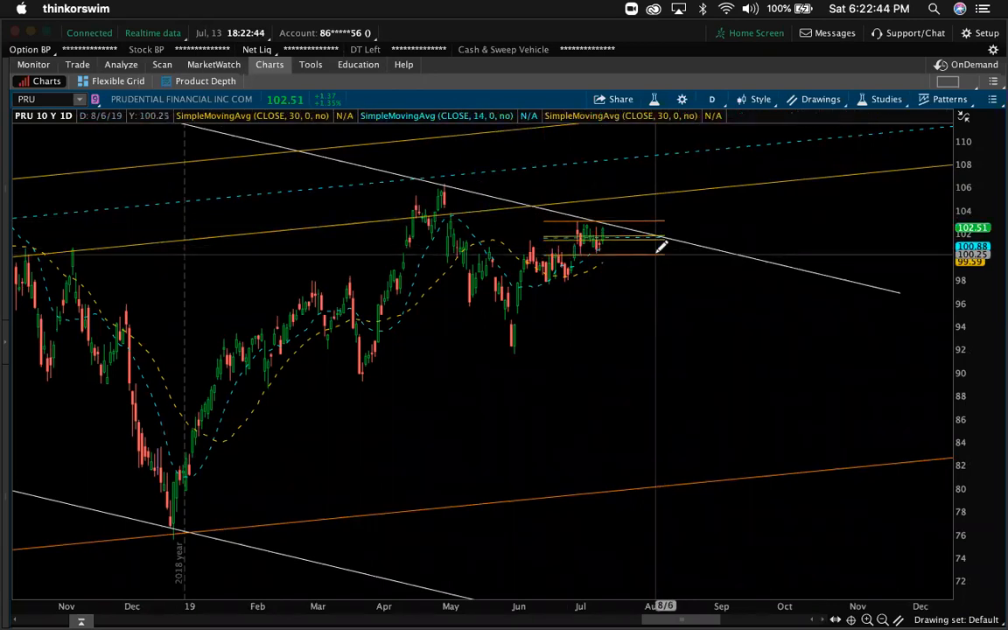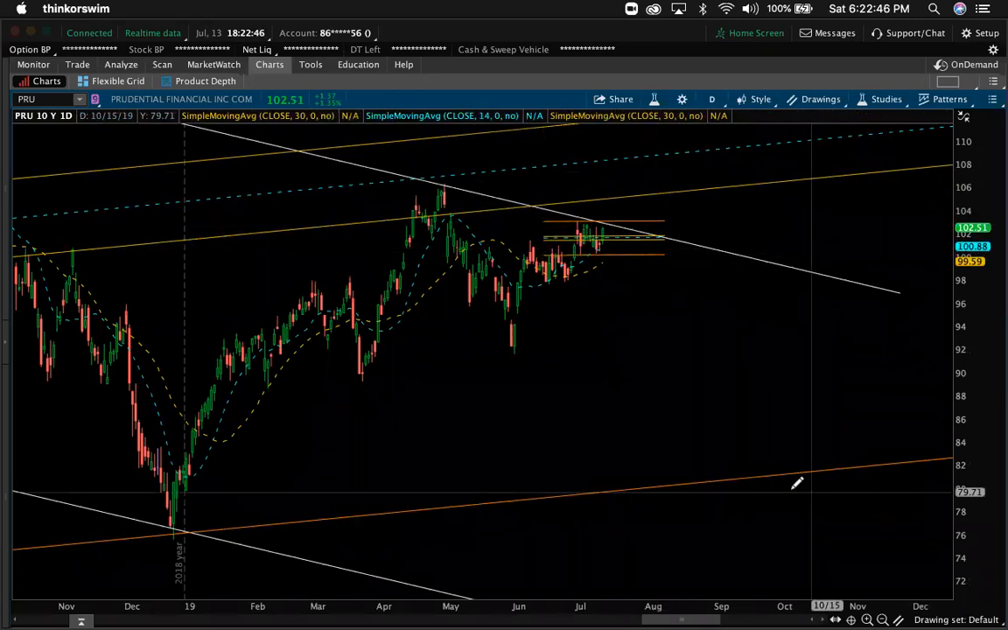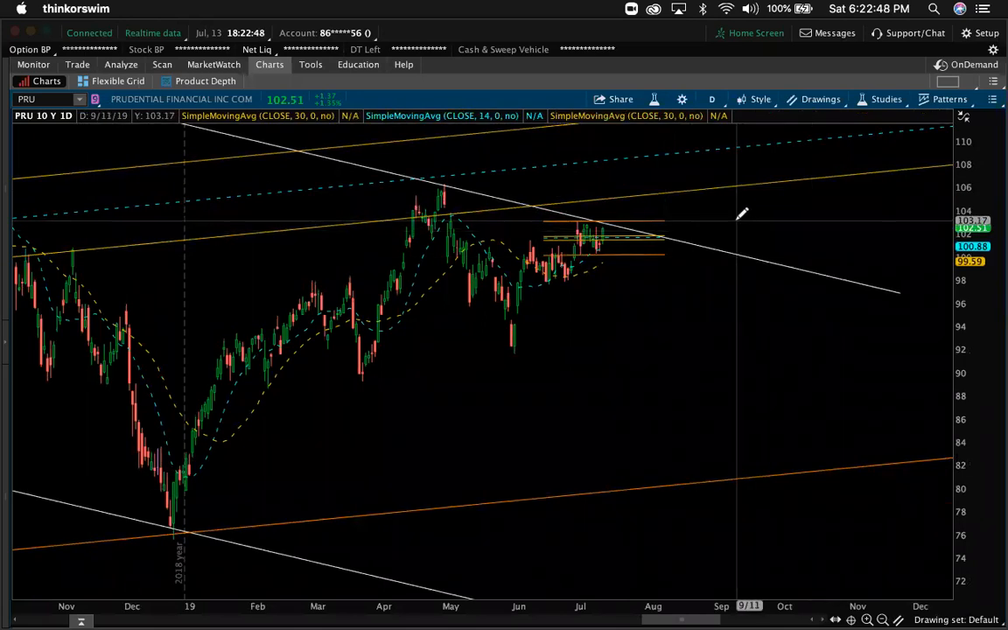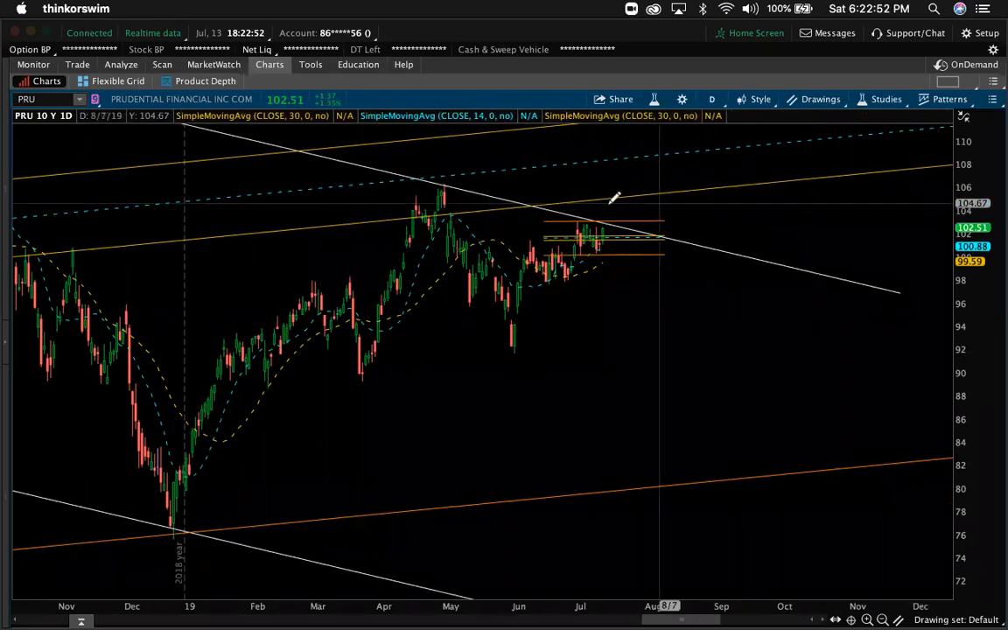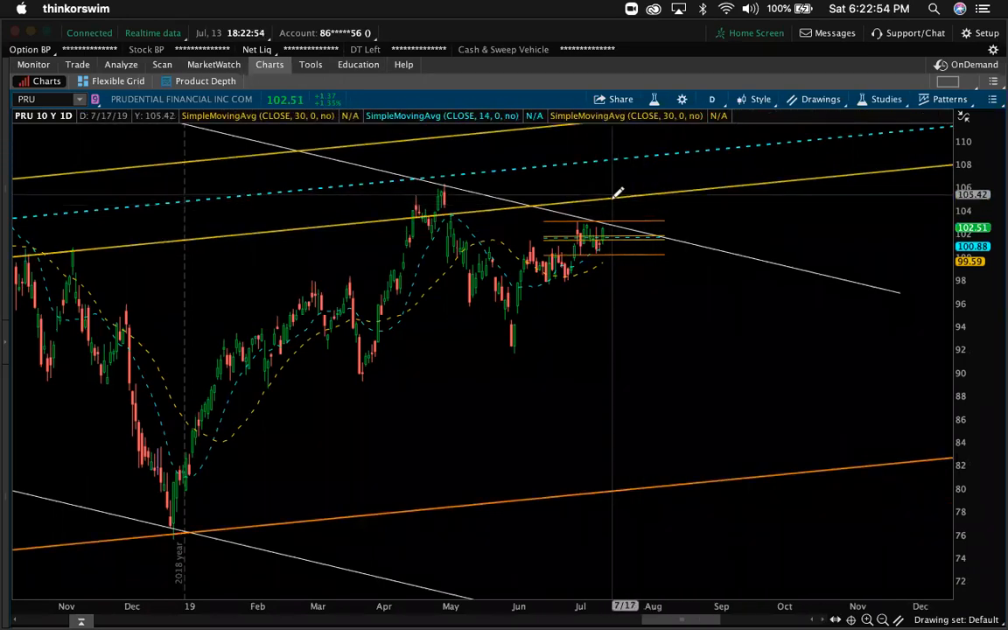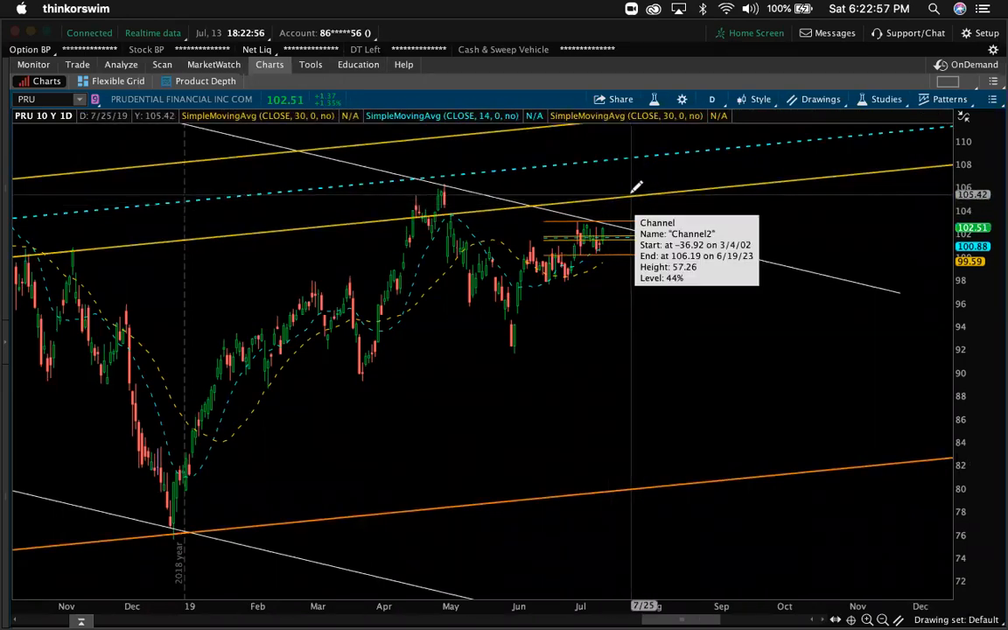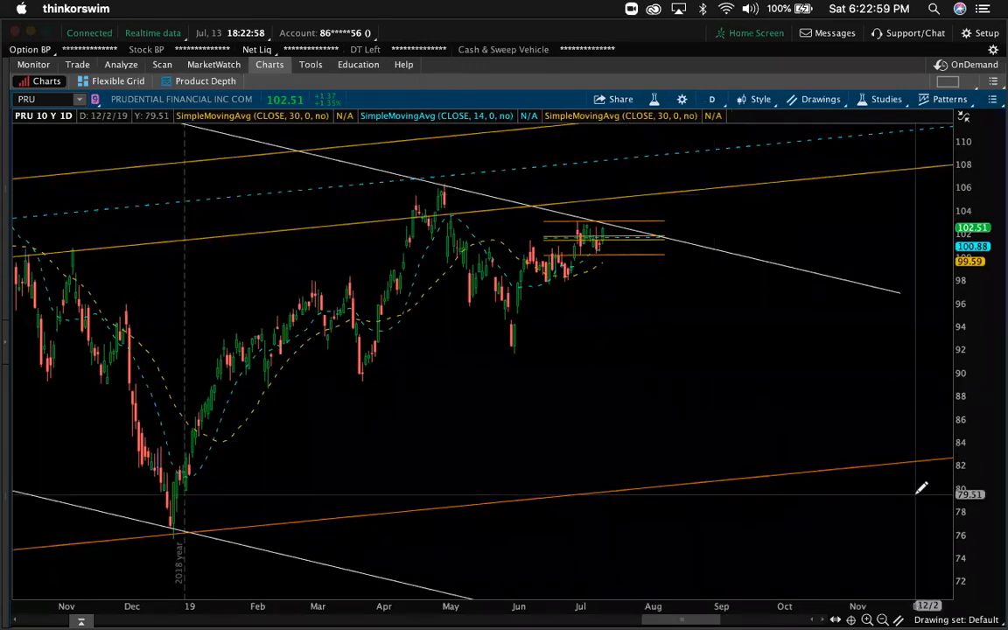So we'll say it's in a bull flag, currently in a nice flag pattern. Upside above 103 will be the trigger. Targeting this channel here, where we're going to see some resistance, which is around 105.42 to 106.28.